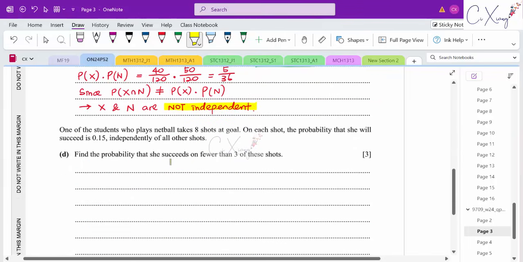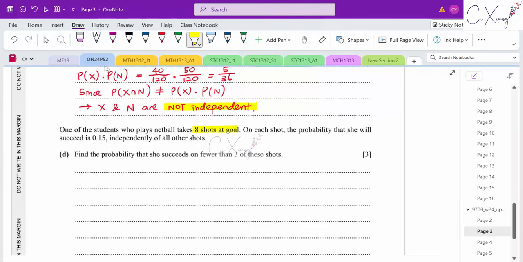For part number D, one of the students who play netball takes 8 shots at goal. On each shot, the probability that she will succeed is 0.15, independently of the other shots. Find the probability that she succeeds in fewer than 3 of these shots. Generally, the structure of the question is you have 8 shots in total, and then fewer than 3 shots where something happens. The something here means succeed.